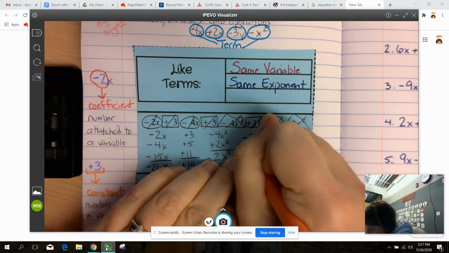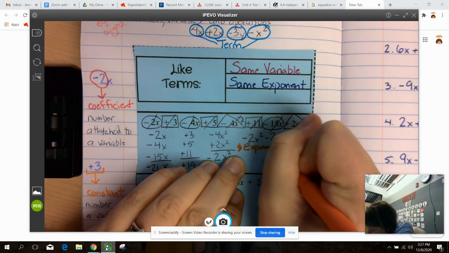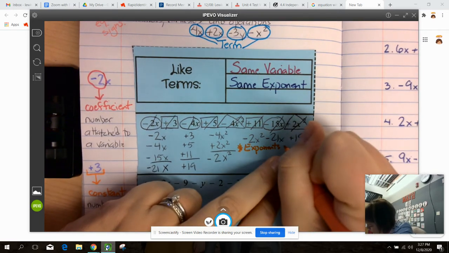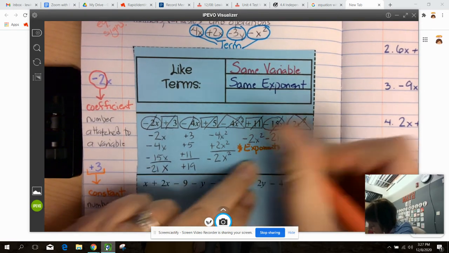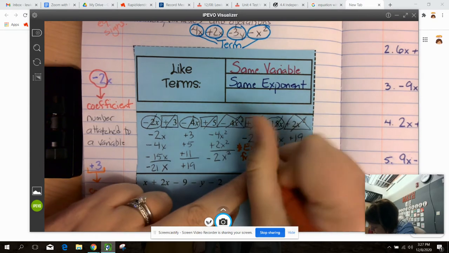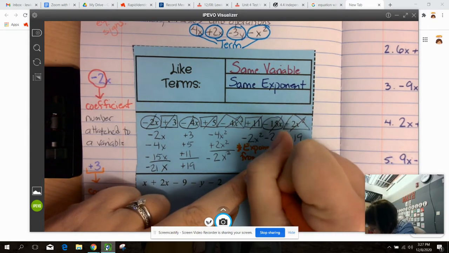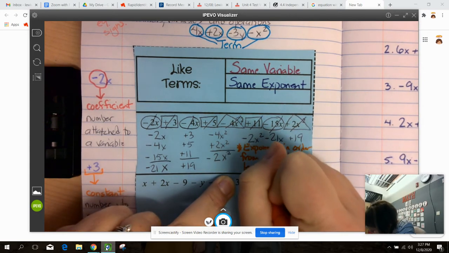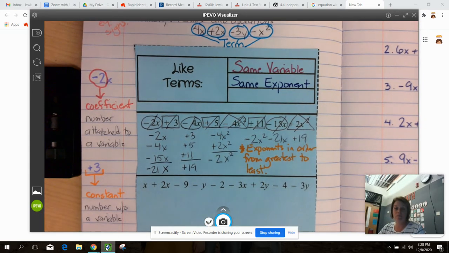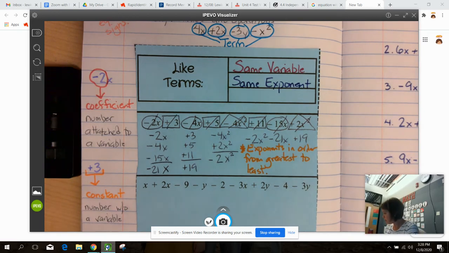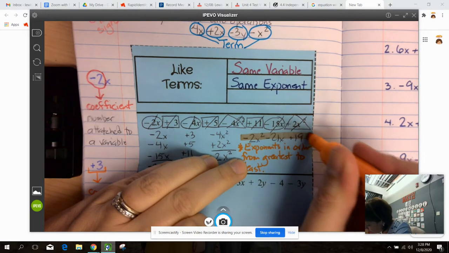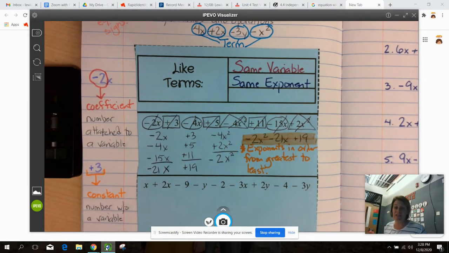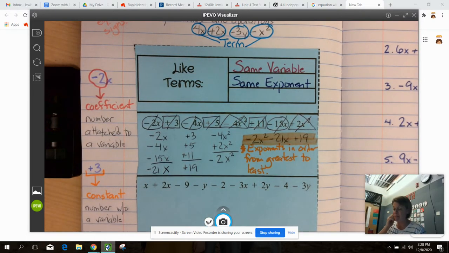Your exponents are in order from greatest to least. So this would be your answer for this problem. That's how you would leave it. Negative 2x squared minus 21x plus 19. Everything has been simplified.